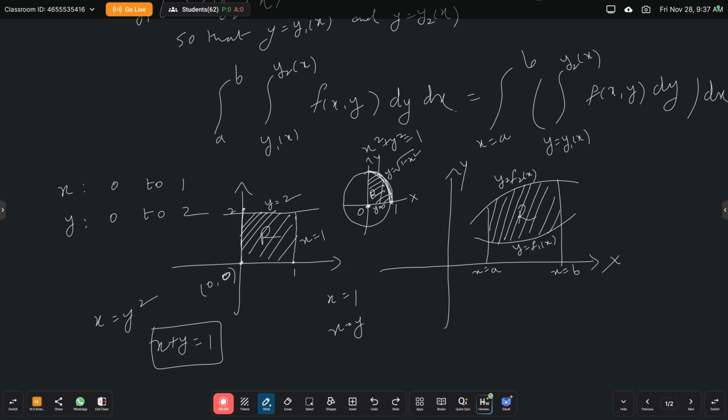Otherwise, there is an option for y also to be 0 to 1, no? If you take x 0 to 1 and y also 0 to 1, you get the total region. It's a square, no? Here the point is 1 comma 1. It's not the exact value of the integration. Don't take both as constants. One must be a variable limit, one must be a constant limit, because the variable limit is taken from the given equation. That's why we get the exact region value. So that is the reason to take the limits: one is variable, one is constant.